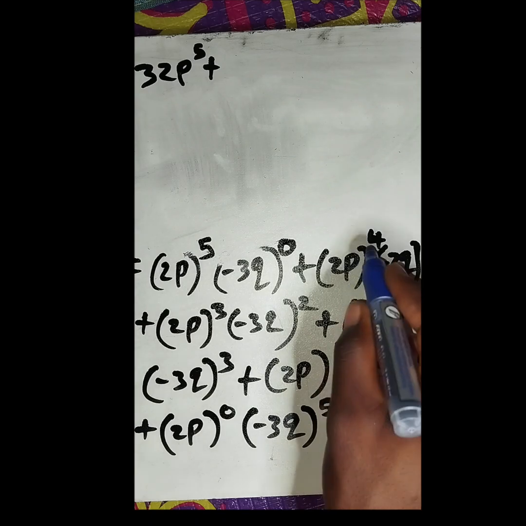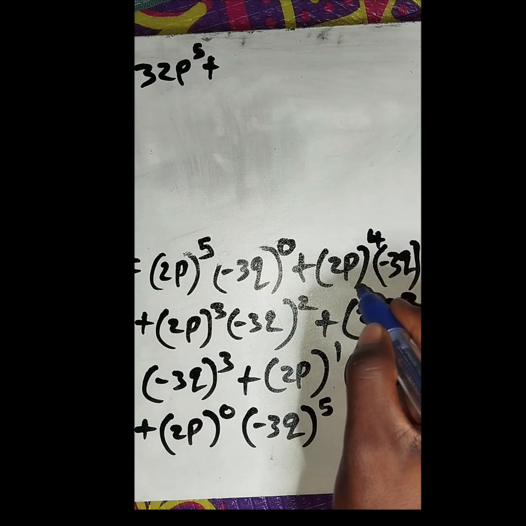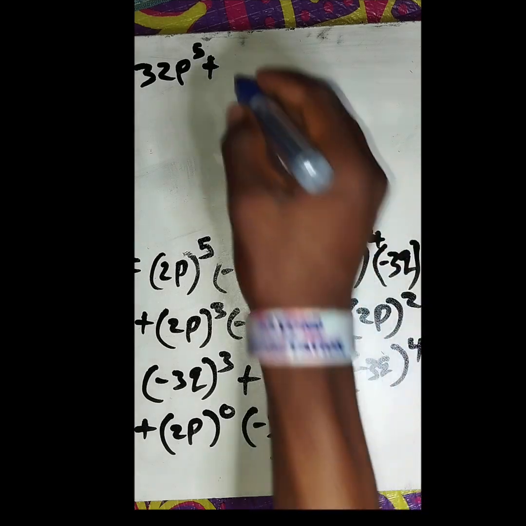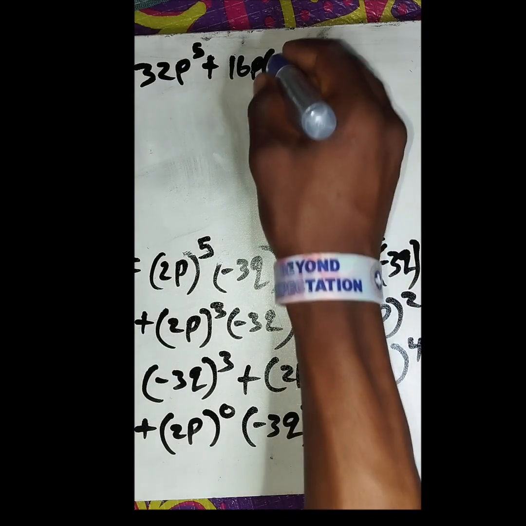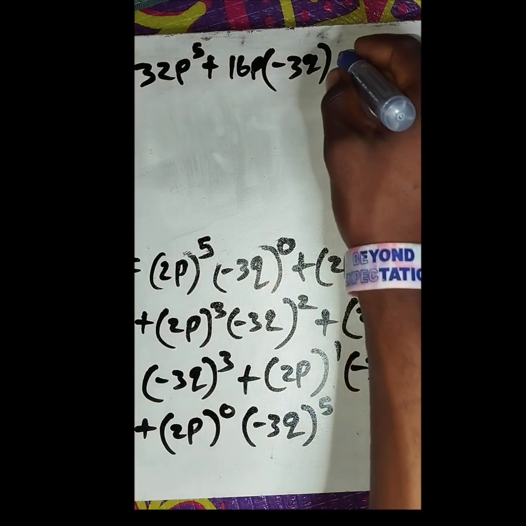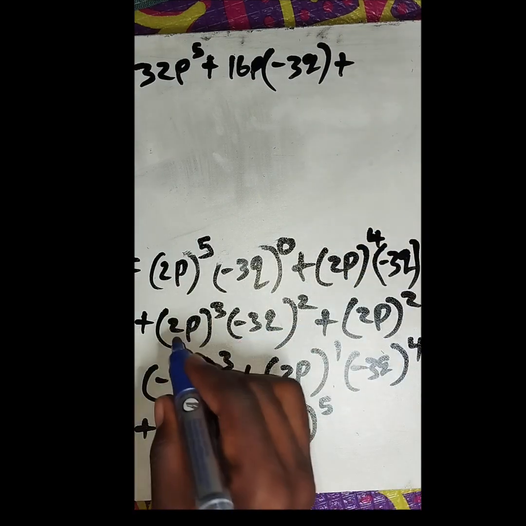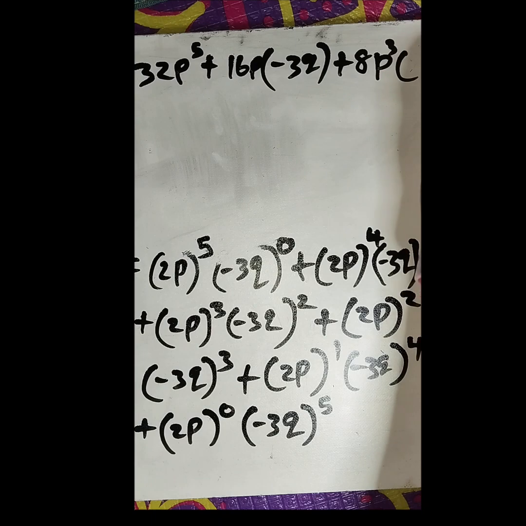Now 2p raised to the power of 4. 2 raised to the power of 4 is 16. That's 16p. This will be 16p. Oh, we still have a bracket. Let's put it there. Minus 3q. Okay. Plus 2p raised to the power of 3. That's 8p raised to the power of 3. Okay.